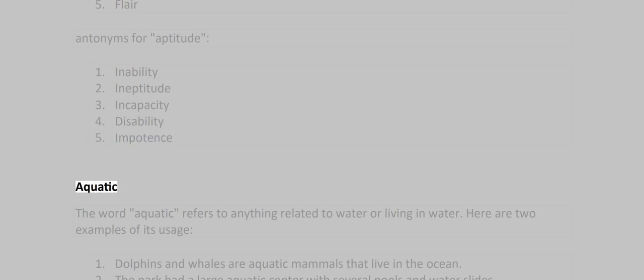Aquatic. The word aquatic refers to anything related to water or living in water. Here are two examples of its usage. 1. Dolphins and whales are aquatic mammals that live in the ocean. 2. The park had a large aquatic center with several pools and water slides.